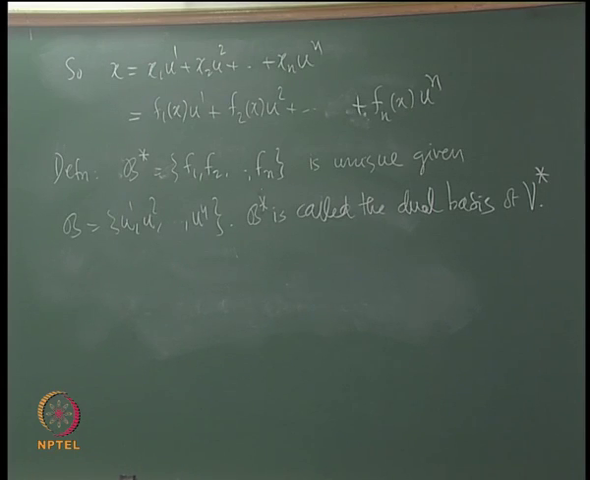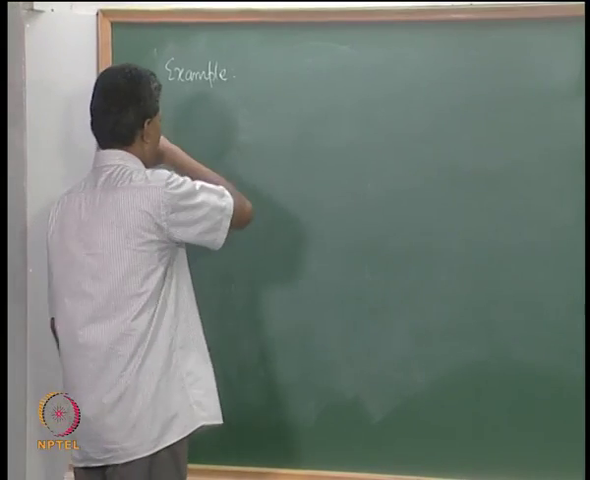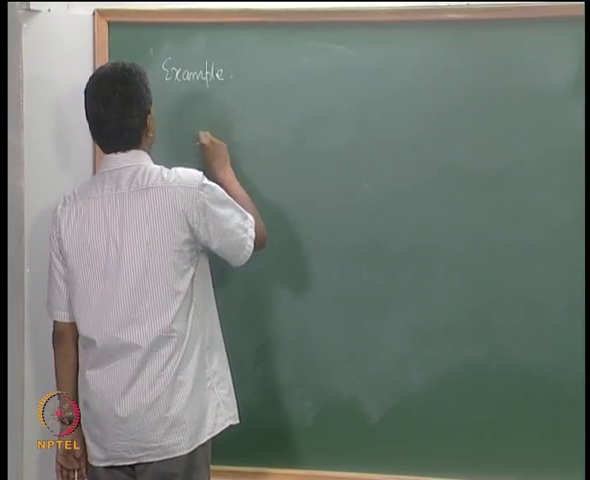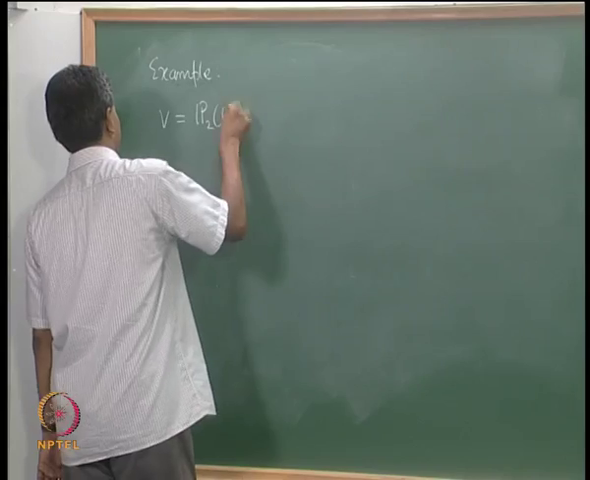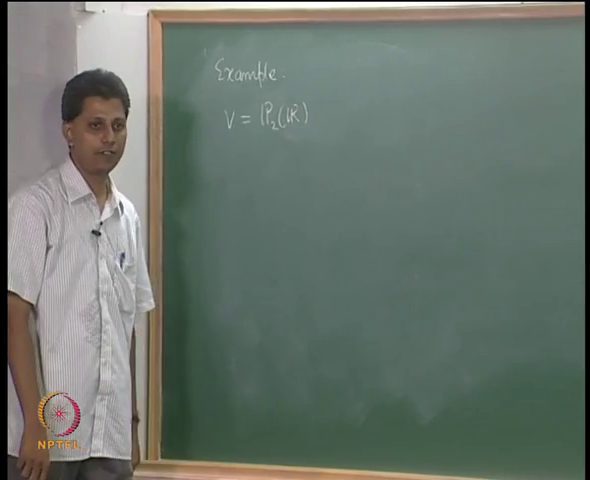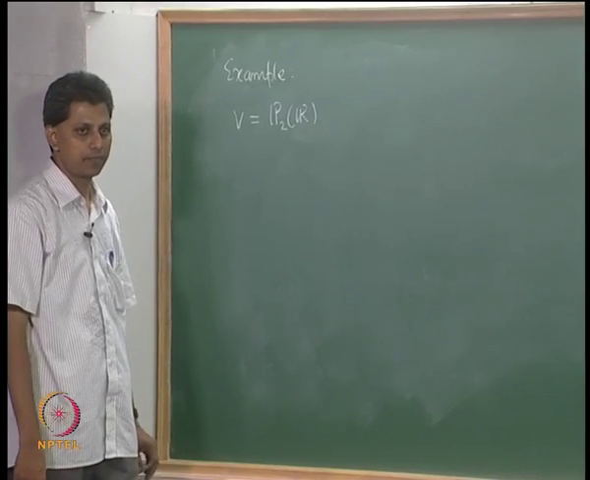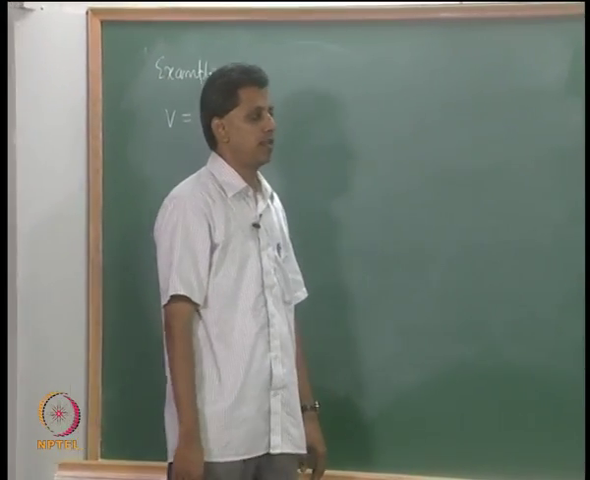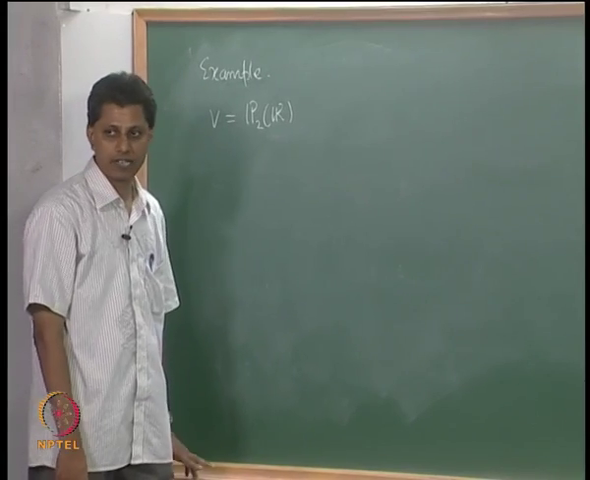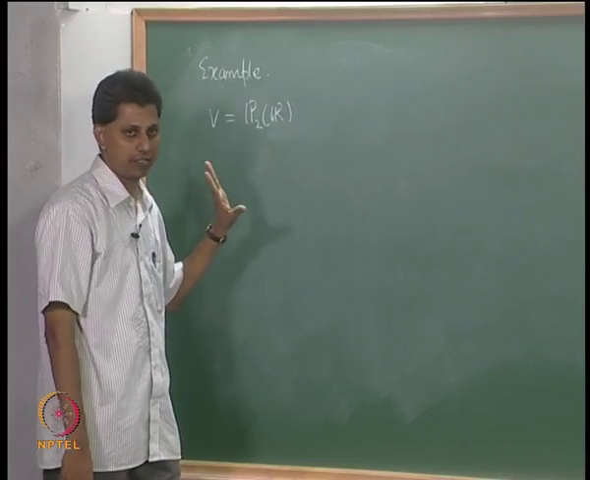Let us look at an example. Let us look at V as P2 of R, the real vector space of all polynomials of degree less than or equal to 2. This has dimension 3, so the dual space V star will also have dimension 3. I will determine 3 dual basis vectors corresponding to the usual basis of P2, 1, t, t square.